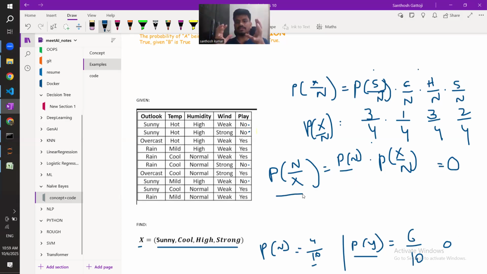So now you can generalize this, right? One advantage is it's very simple. As you can see, it is very easy to understand. When compared to logistic regression and SVM, there is not much math involved, not much complexity involved, right?